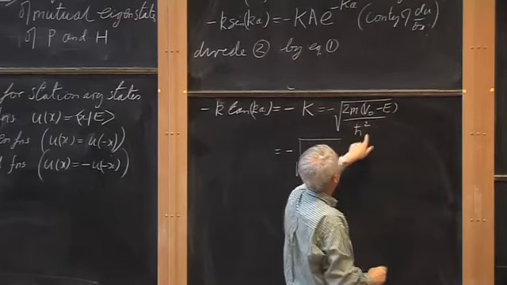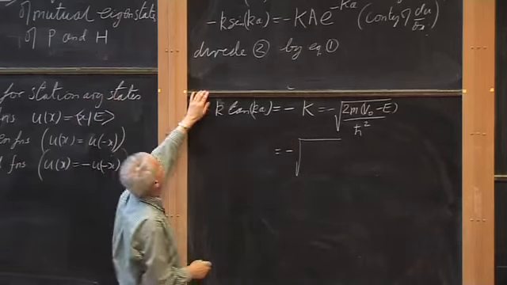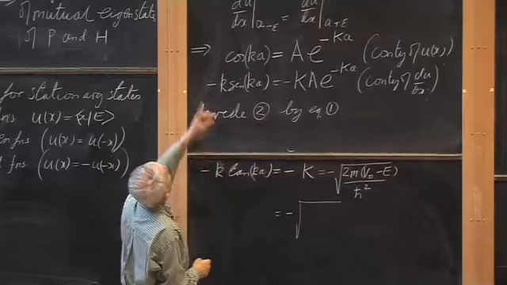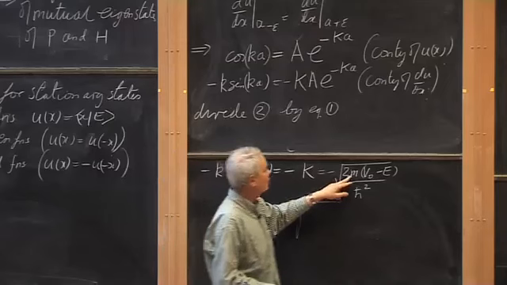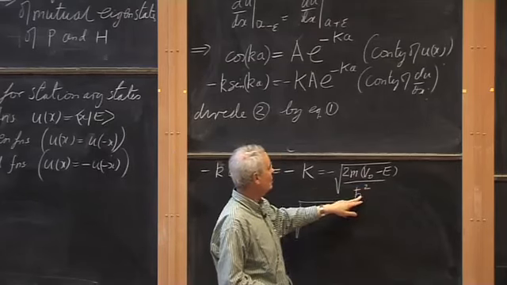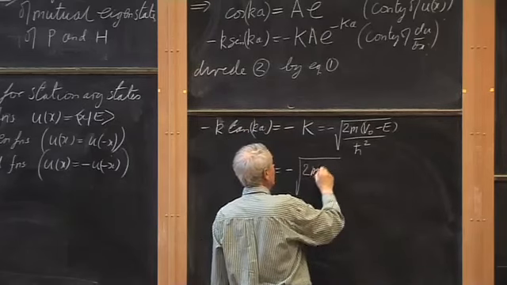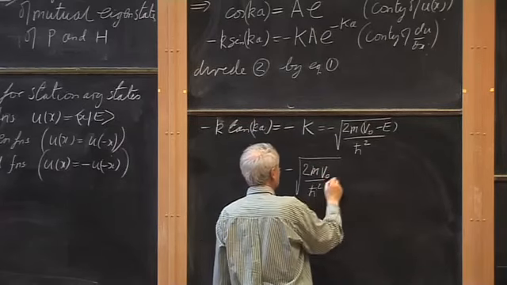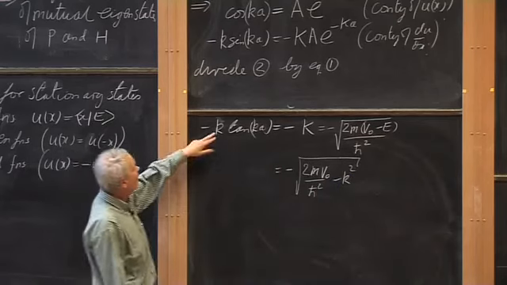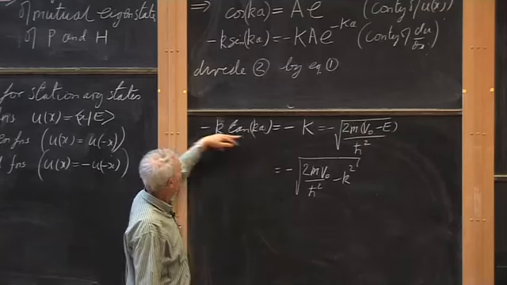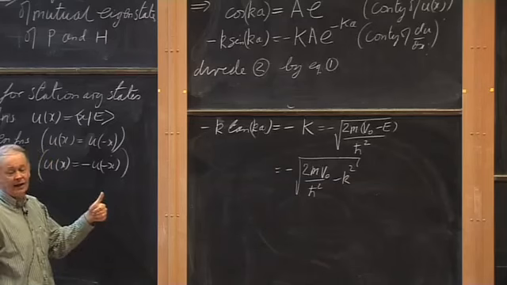Now 2mE over h bar squared is actually from right at the top there, it's in fact k squared. So 2mE over h bar squared is k squared. So what we want to do is write this as 2mV0 over h bar squared minus k squared. So here we have an equation now that this equals this, which has only one unknown, namely k.